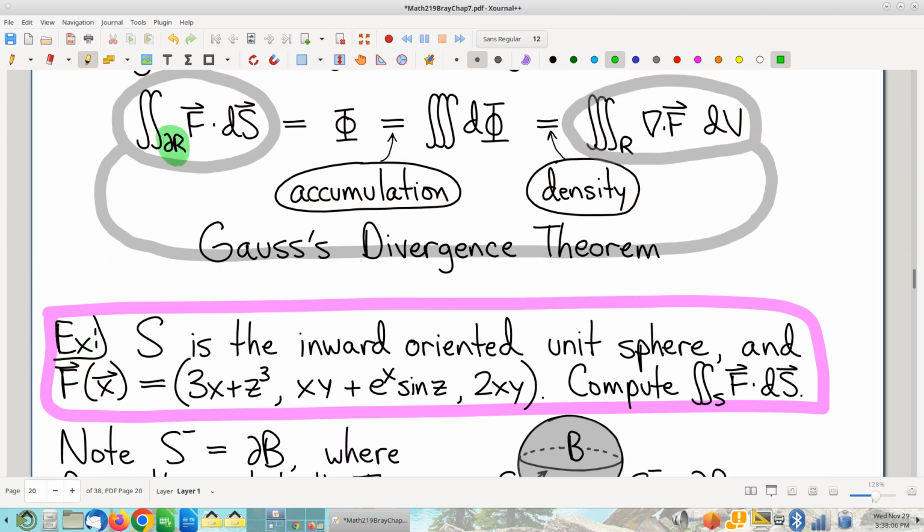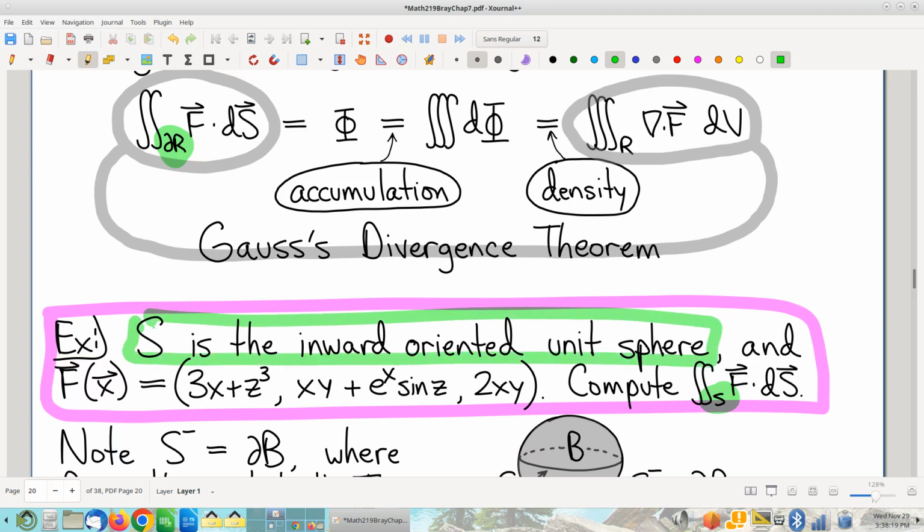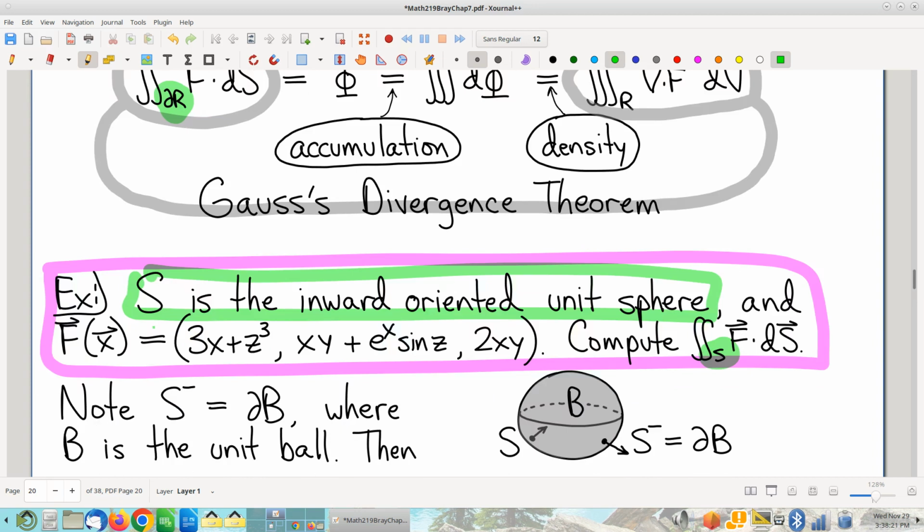It is only for boundaries that this theorem applies. So this surface that I was given, inward-oriented unit sphere, is that a boundary? I ask rhetorically. Looking at our surface here it is. Unit sphere oriented inward. Is that what a boundary means? And tragically, no, it isn't.